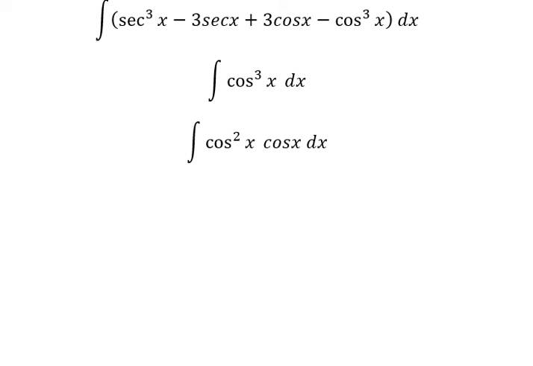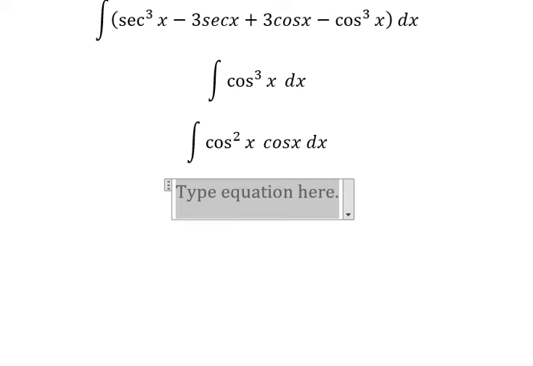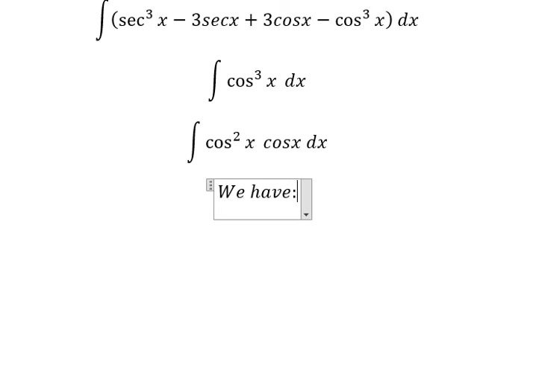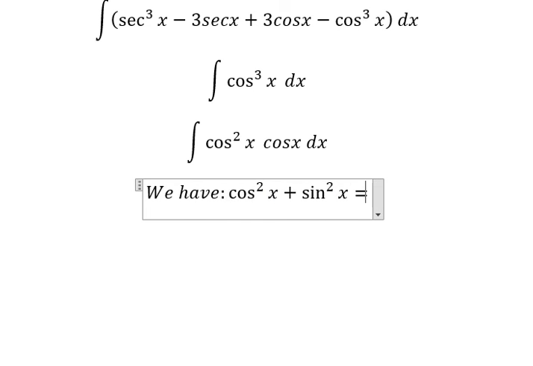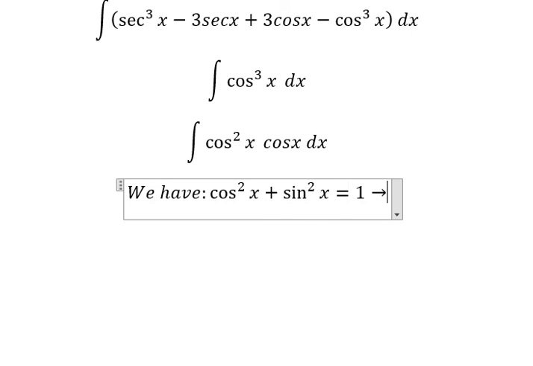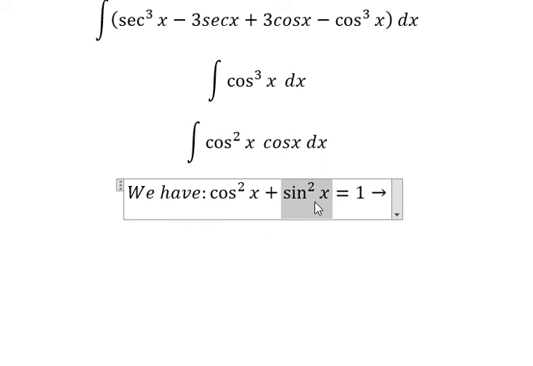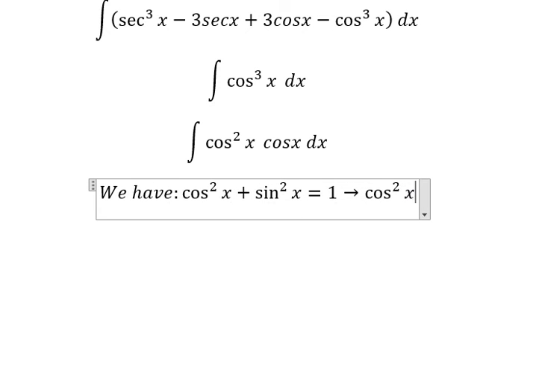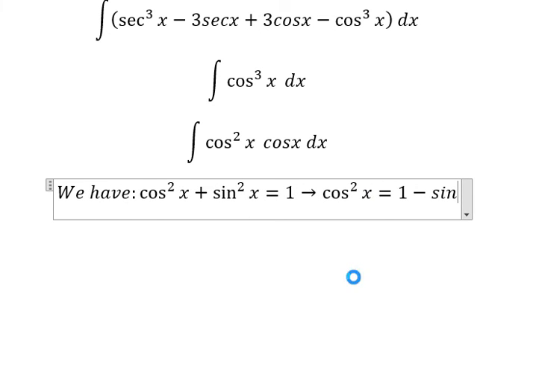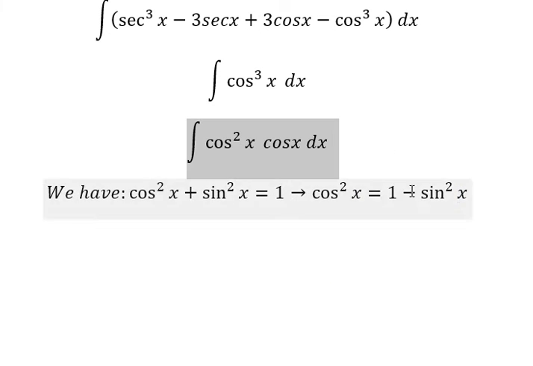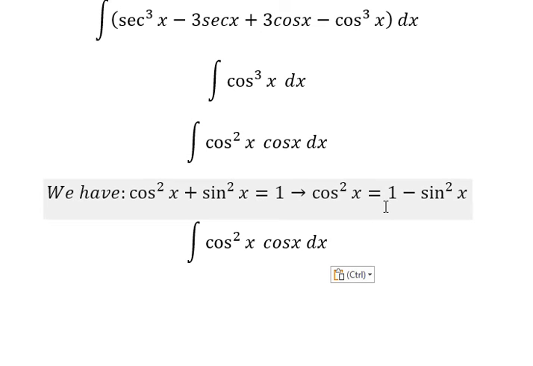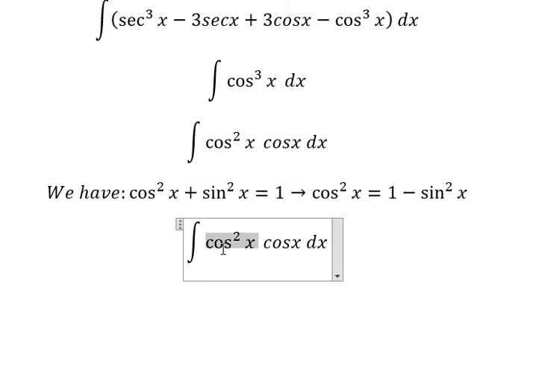Next, we have the formula in here. Cosine x squared plus sin x squared equals number 1. Because we have cosine x squared, I will move this one to the right. Now, I will put this one going here.